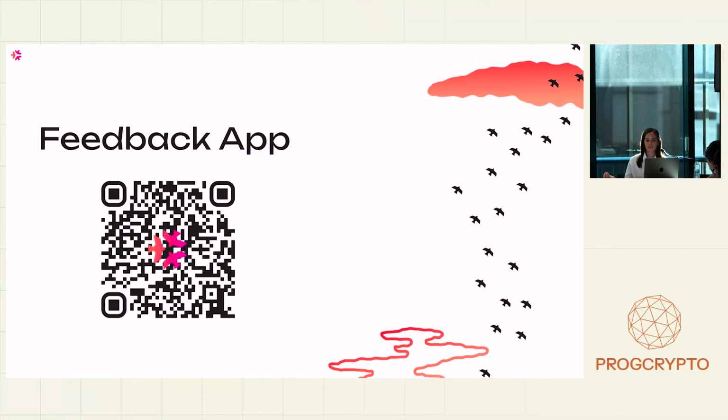So from Semaphore, we are taking the anonymous signaling part, so that you can create an identity, join a group, and then send your feedback anonymously. So you can scan the QR code and create an identity, join a group, and send the feedback right now if you want.